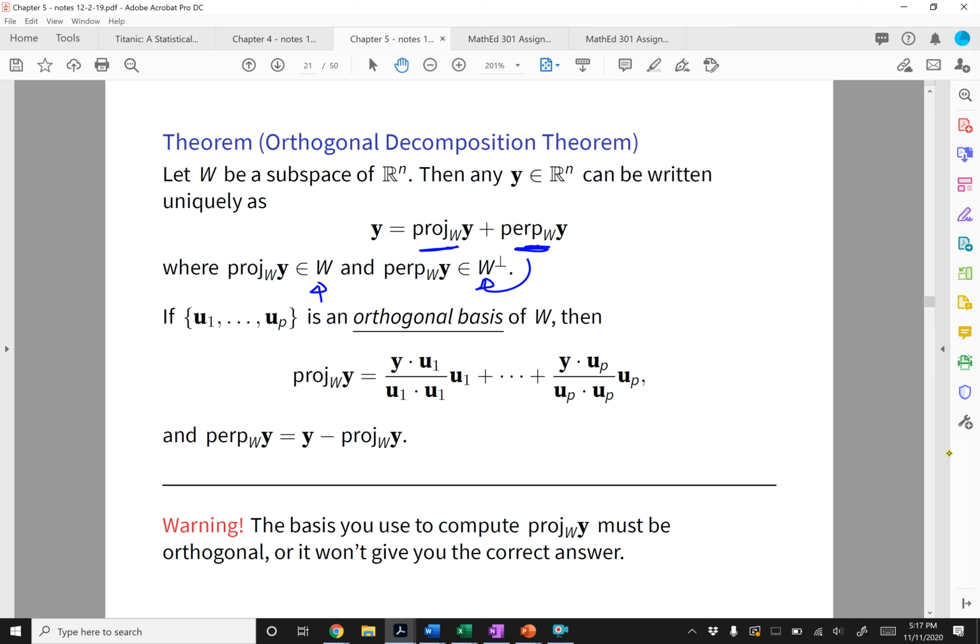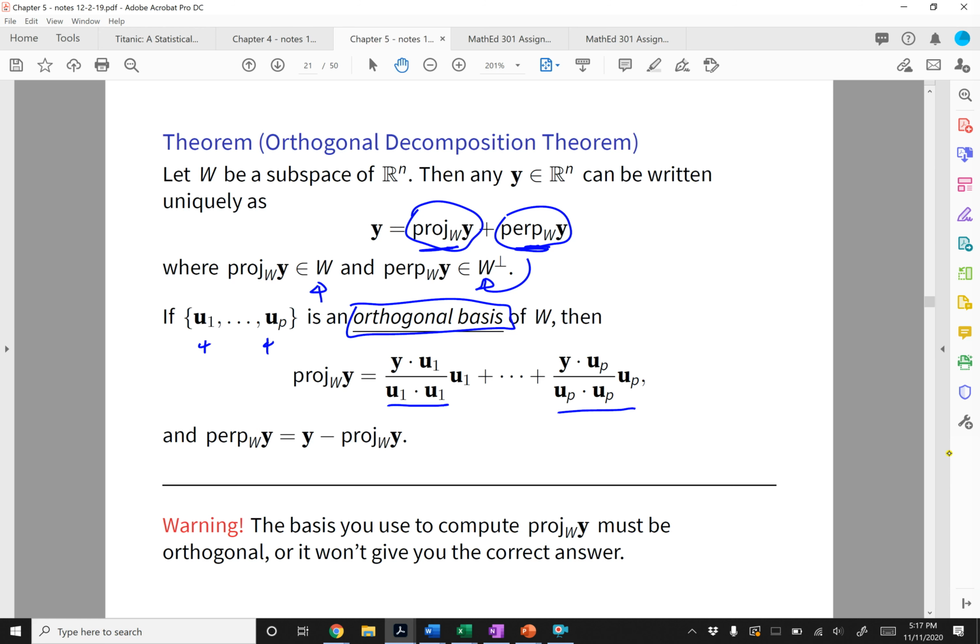And if you have a basis that is orthogonal, this is key, it has to be orthogonal, then you can easily figure out exactly what these 2 vectors are. You can find the piece in the subspace and the piece that's not in the subspace. If they're orthogonal, then these are just projection formulas, and you just do the projection of y onto each of the basis vectors. Since they're orthogonal, you can treat each one independently. If they're not orthogonal, that won't work.